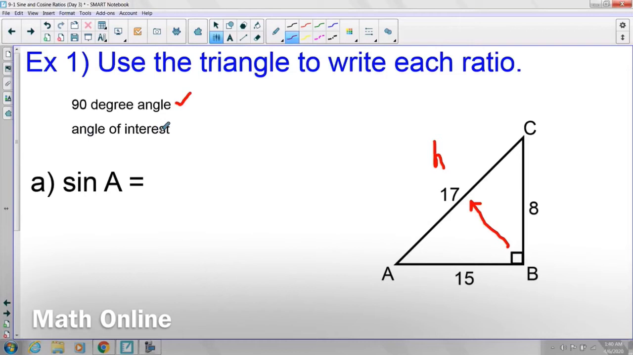Now, what is the angle of interest? Well, the angle of interest will always be on your problem. Look at your problem. Part A. Sine of what angle? A. Sine of what angle? A. Therefore, this is the angle of interest. So I'm going to go and circle angle A. Angle A is right here.